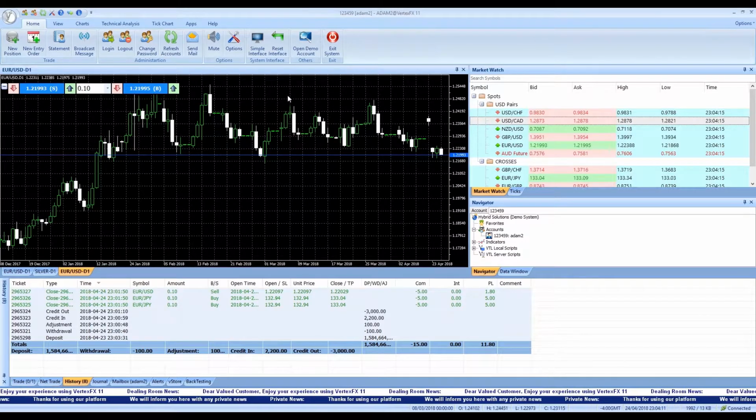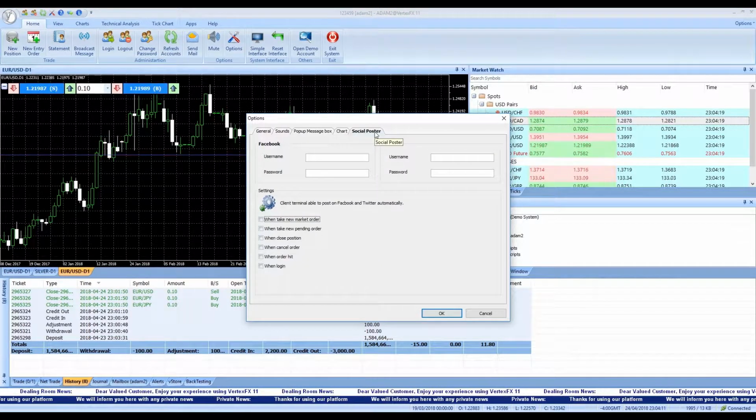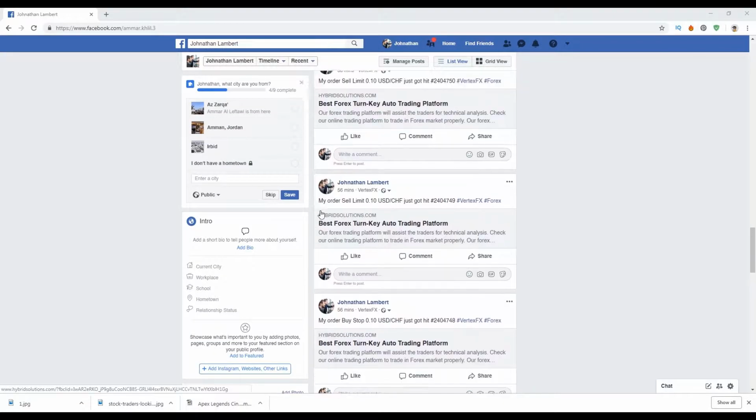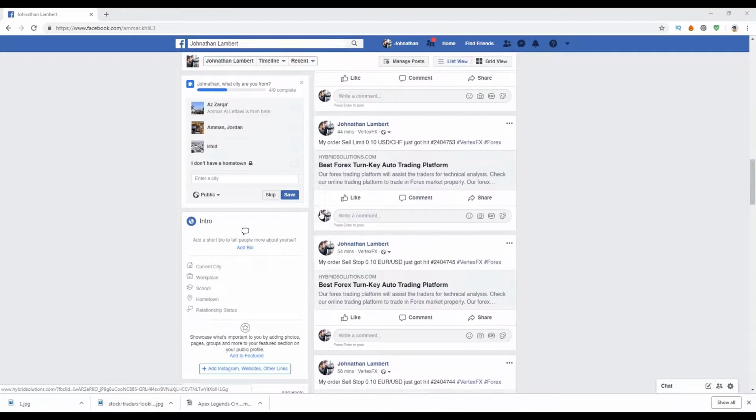Social poster enables you to post your trades and actions on VertexFX 11 on social media. Even follow your signal provider and certify if they are the best to follow via social trading, thus ensuring they are eligible to be trusted with your real money.